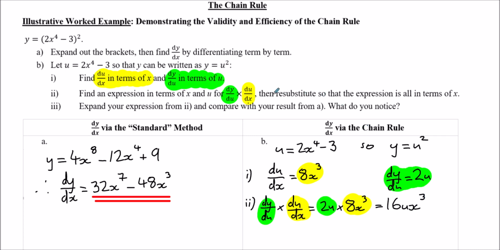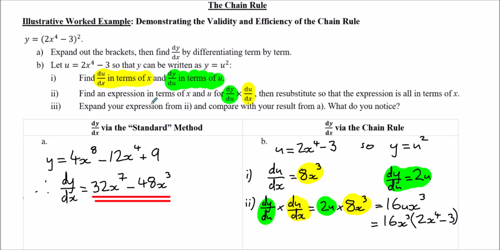However, we want to then resubstitute so that it's all in terms of x. So we said that u was 2x to the power 4 minus 3. So if I just put that back in, in fact, I'll put the x cubed first. So I'll put 16x cubed, brackets, 2x to the power 4 minus 3.